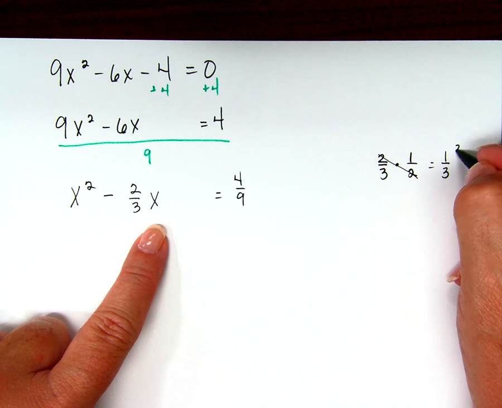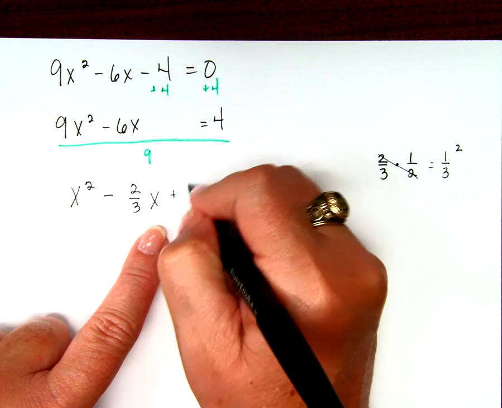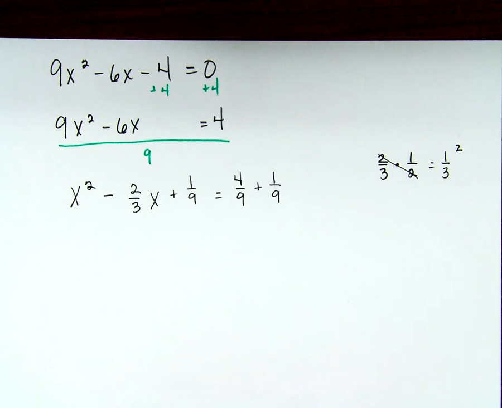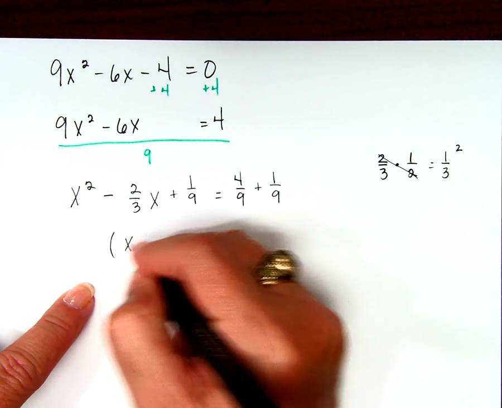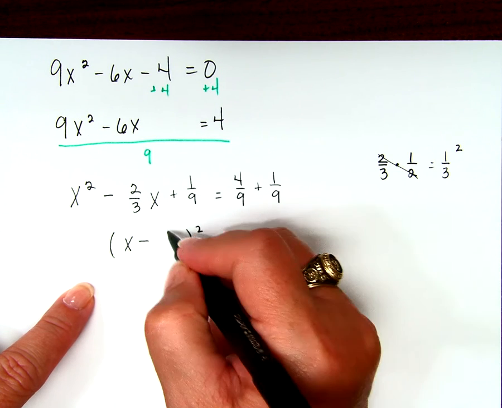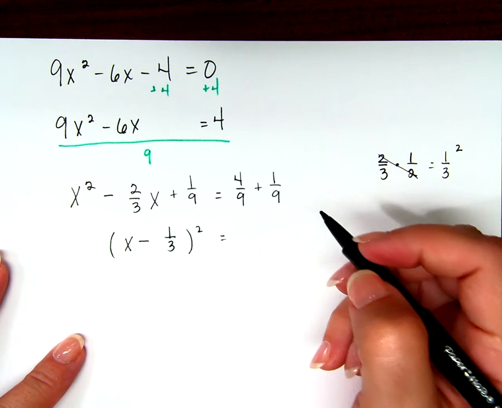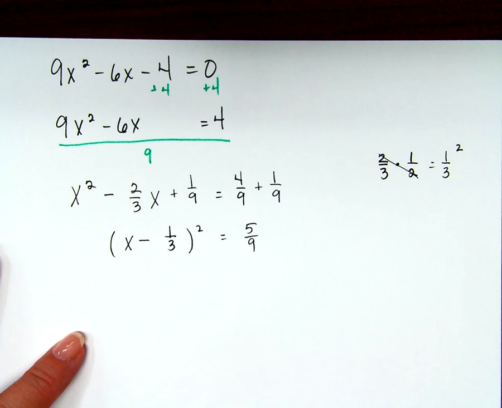Well, what's 1 over 3 squared? Square the numerator, square the denominator. 1 over 9. If I add 1 over 9 here, I have to add 1 over 9 here as well. Don't I? Okay. So I have my trinomial. Let's take it to the binomial. What's the binomial? X minus 1/3. Exactly right. Okay. Equals what? Oh, nice. 5/9, right?